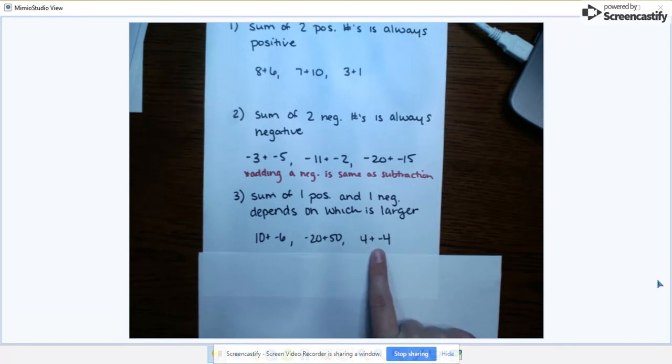Here we have 4 plus negative 4. They have the same absolute value, so that answer is 0. So just make sure you pay attention to your signs and make sure you have the proper sign in front of your solution. And then also, don't be afraid to use a calculator.